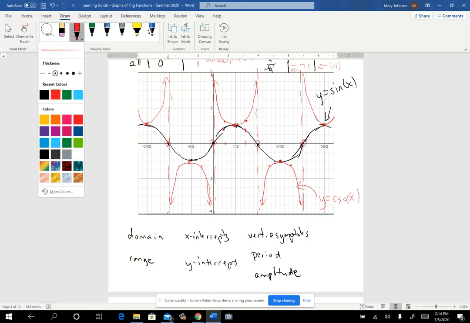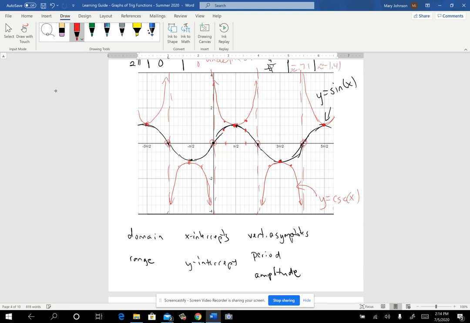Okay, so the domain, remember we're focused on the red ones. There are gaps in the graph. There are no ordered pairs at 0, at pi, at negative pi, at 2 pi. So we do have gaps in the graph. I'm not going to write it in interval notation because I have to exclude all of these places where we do not have an ordered pair. So let's just say x can be any real number except x can't be at a multiple of pi. And remember, n is just an integer.